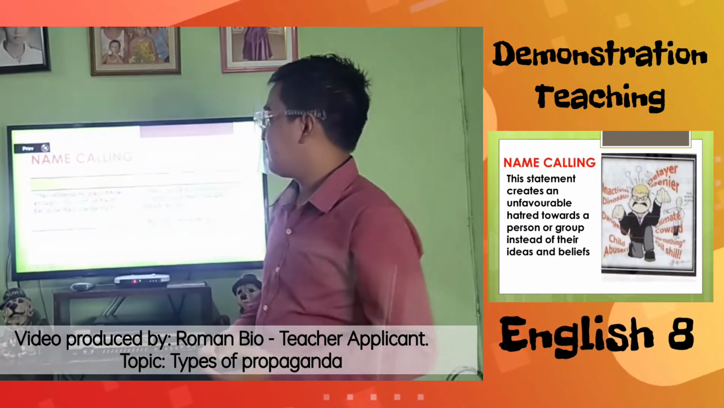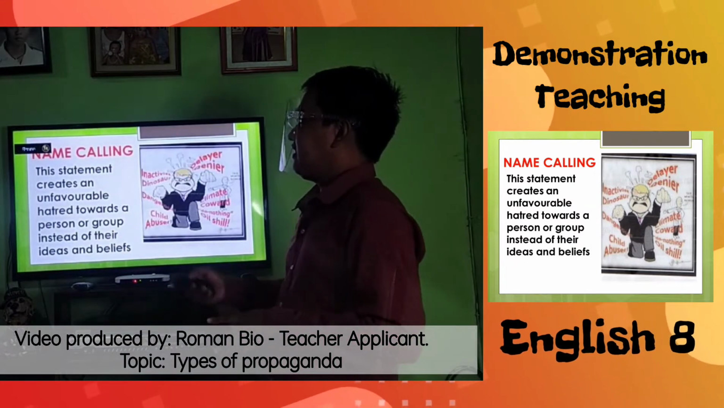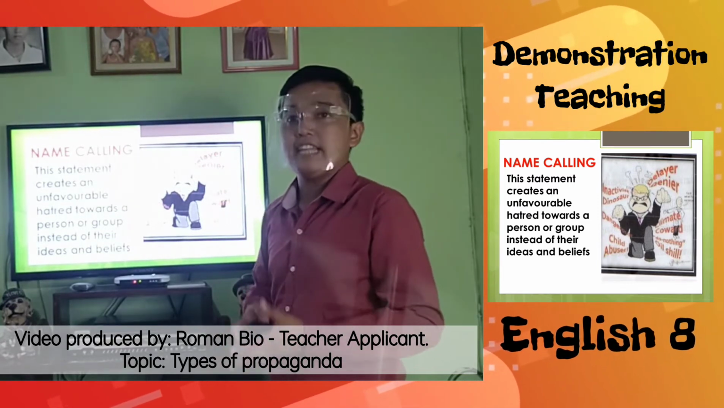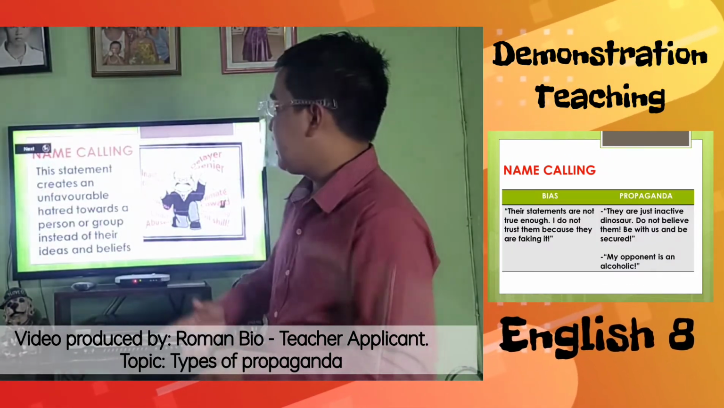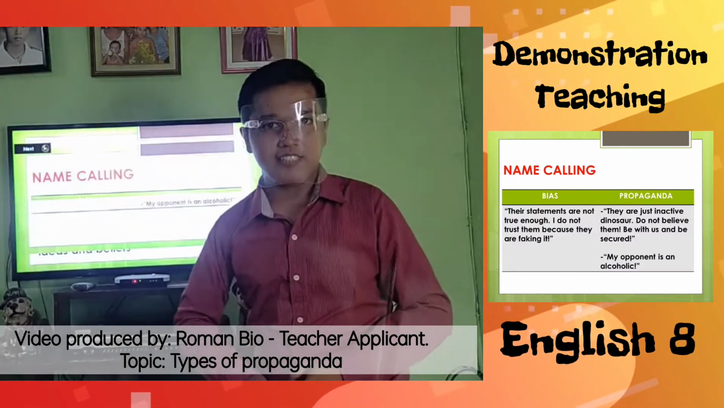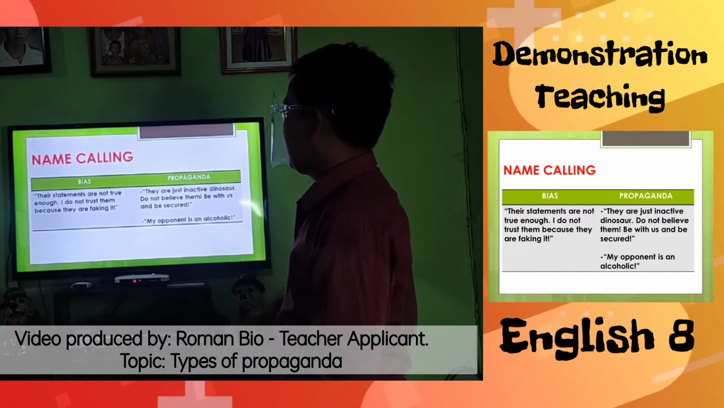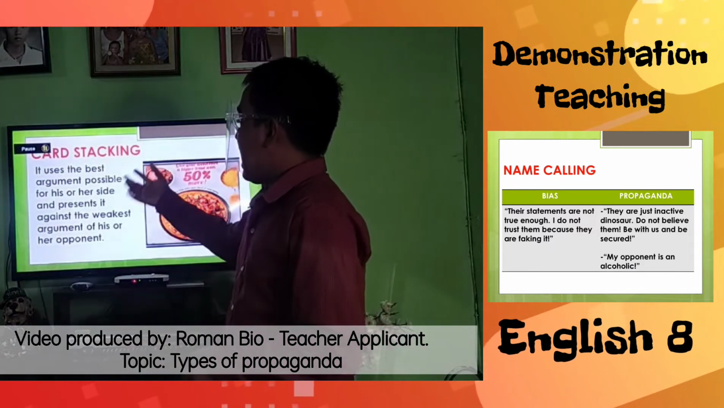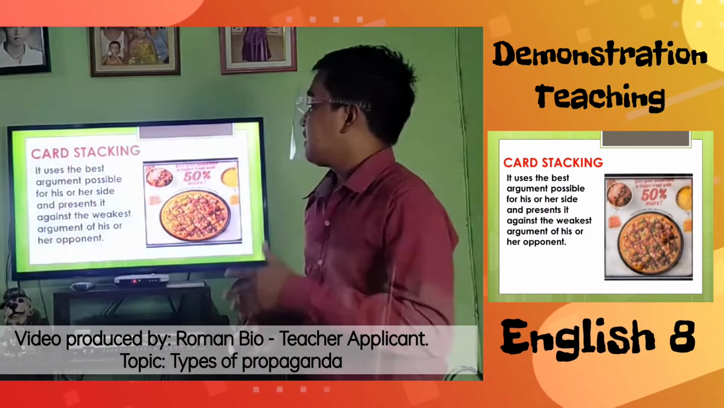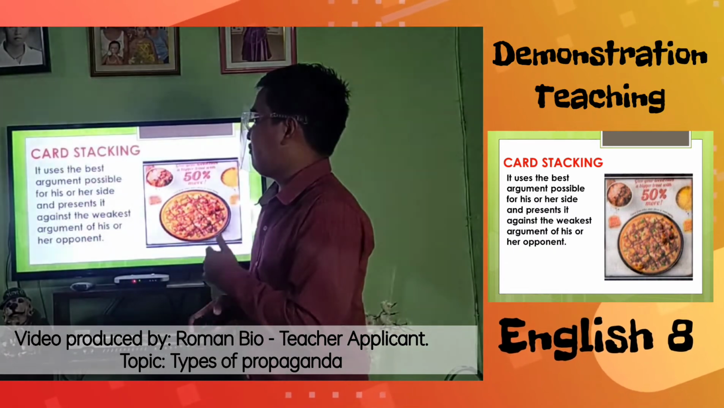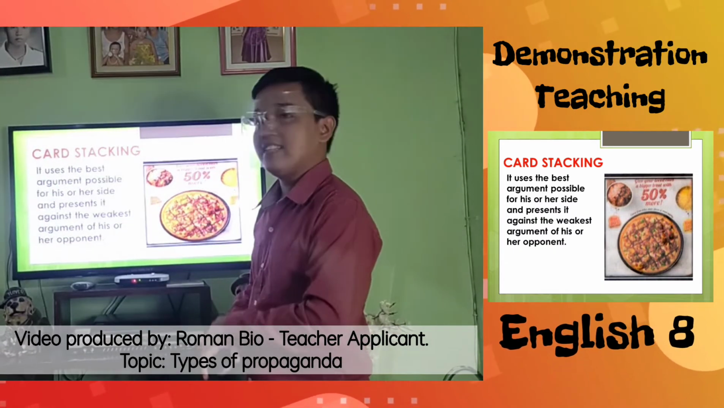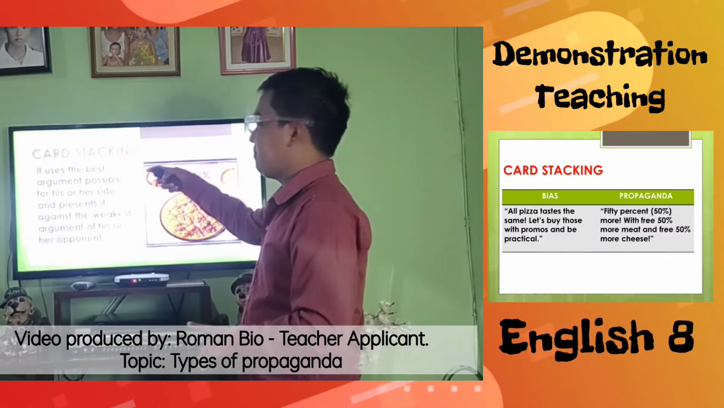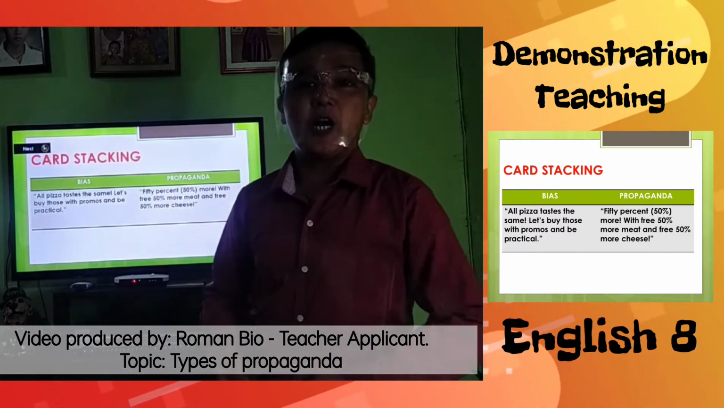Next, name calling. When we say name calling, this statement creates an unfavorable hatred towards a person or group instead of their ideas and beliefs. So these are the example bias and propaganda statement for name calling. Next. So, we have card stacking. It uses the best argument possible for his or her side and presents it against the weakest argument of his or her opponent. So these are the example of bias and propaganda statement for card stacking.